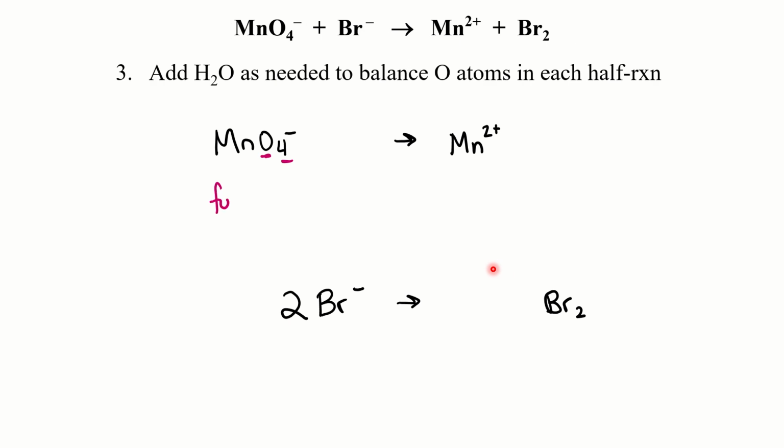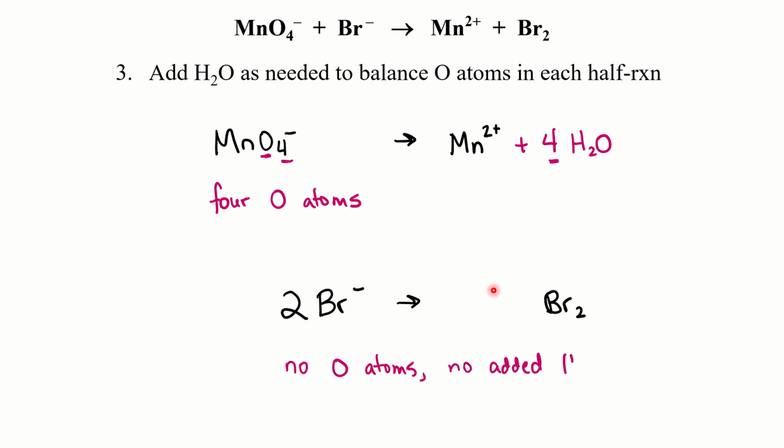Next, add water as needed to balance oxygen atoms in each half reaction. In this first half reaction, I see that I've got 4 oxygen atoms on the left side, so I'm going to add 4 water molecules to the right side to balance the oxygen. And in my second half reaction, I see that there are no oxygen atoms, so I do not need to add water.